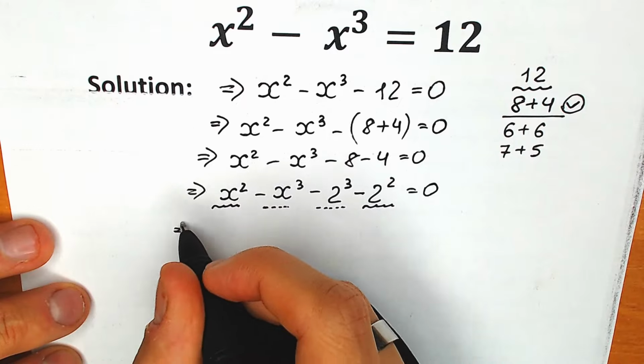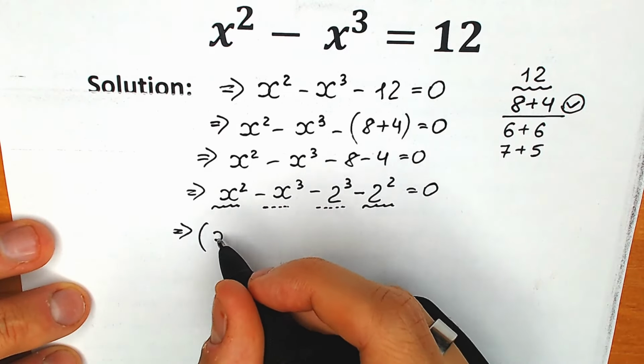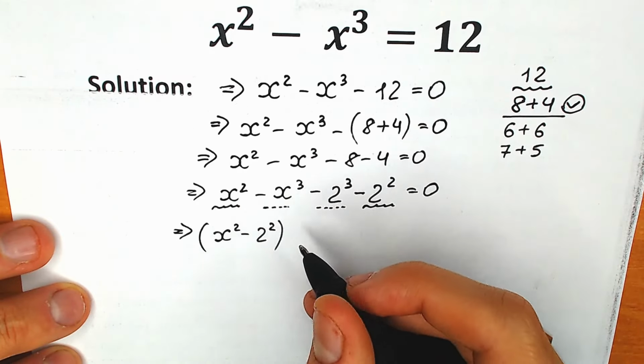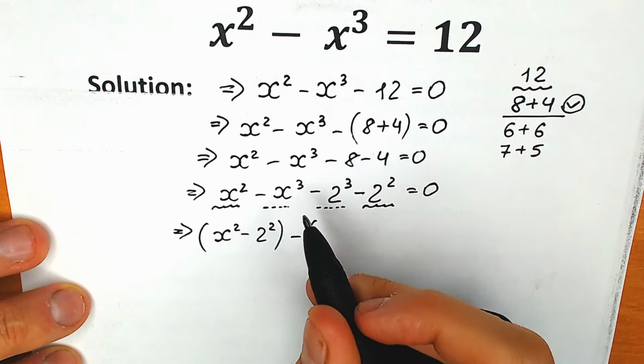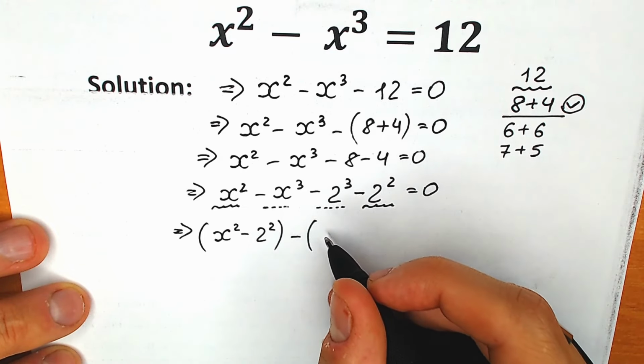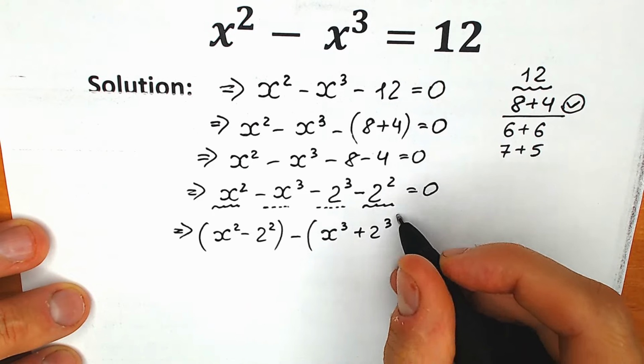First of all, I want to group our squares: x squared minus 2 squared. This is our first step. And the next step, we have minus, and right here we have x cubed, but plus 2 cubed, because we have parentheses. So we have x cubed plus 2 cubed, equal to 0.